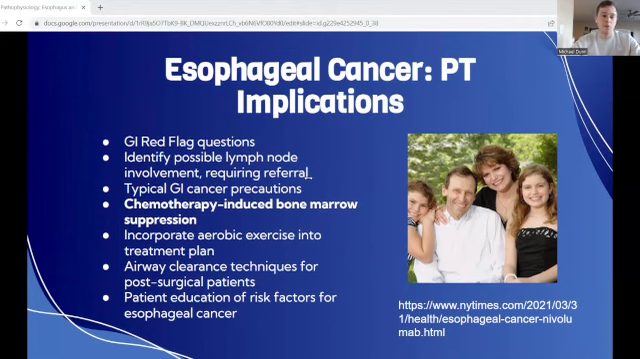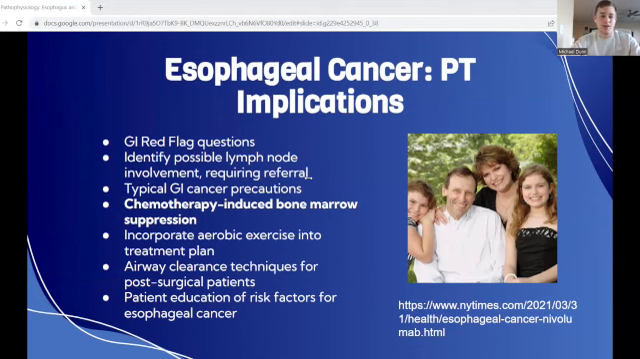Chemotherapy-induced bone marrow suppression. So we've talked about that in previous units, but typically if a patient is post-op, if they had stage 1 or stage 2 esophageal cancer and they were able to have that removed. So looking for things like issues with clotting, anemia, that sort of thing. So being aware of those, that's a big one.